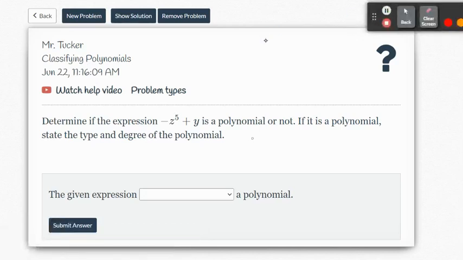All right. In these questions, it talks about classifying polynomials. So the first thing that we're going to be asked is whether or not what we're looking at is a polynomial. Now, polynomials are defined by having whole number exponents or degrees.